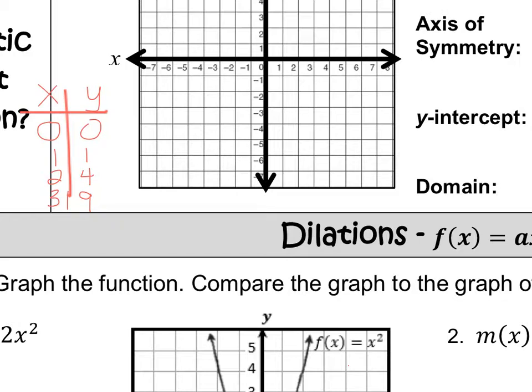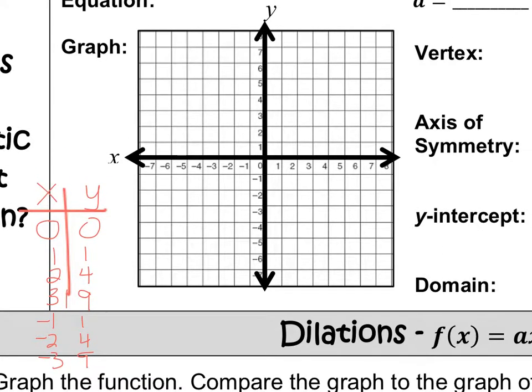Let's go ahead and do some negatives. So negative 1 is 1. Negative 2 is 4. And negative 3 is 9. I went ahead and did the negatives so that you can see negative times negative is still positive, and that's what gives us the U-shaped graph. So let's go ahead and graph these points.